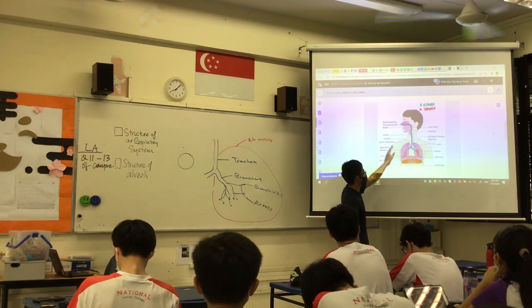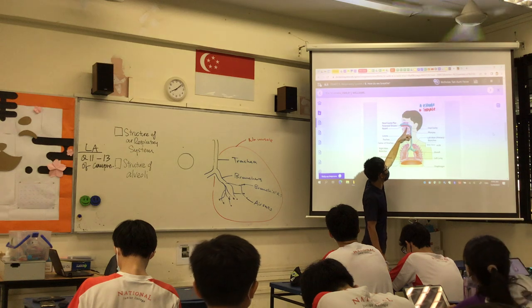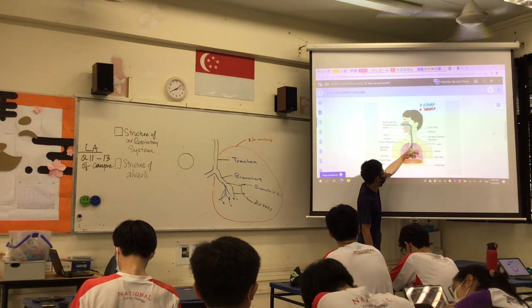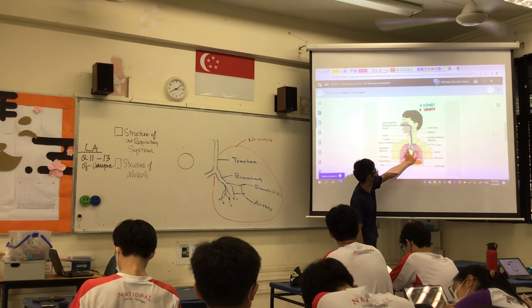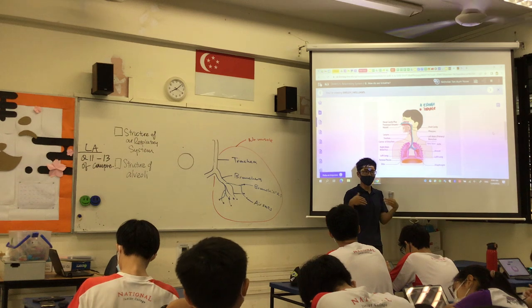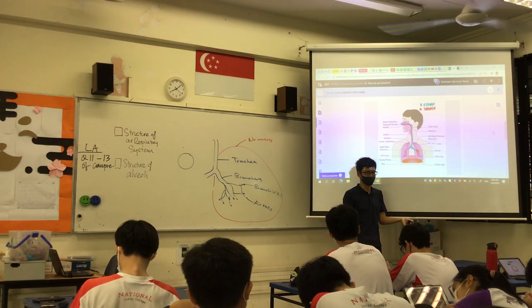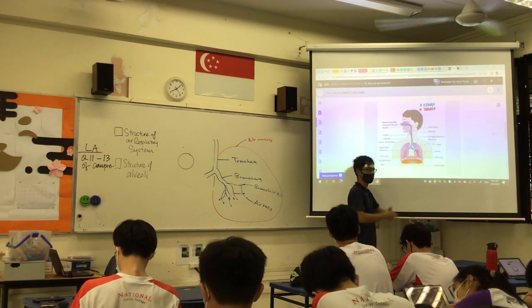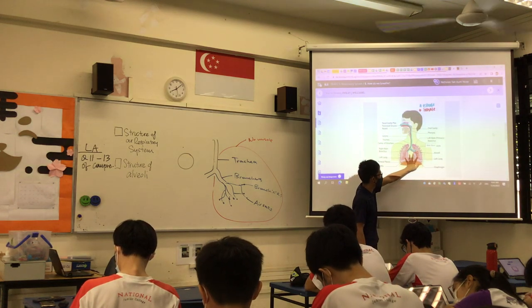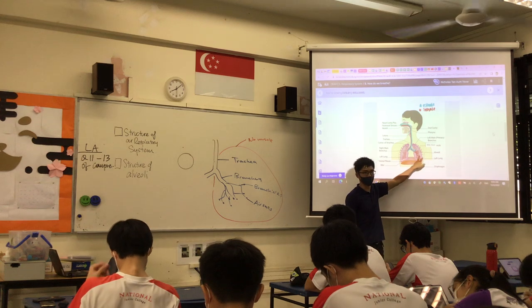Number two, she made air enter first through the nasal cavity, then it goes down the pharynx, then down the trachea, then it branches out into the bronchus. Singular is bronchus, plural is bronchi. Then after that it will branch even more into the bronchioles, and finally it will reach the air sacs.